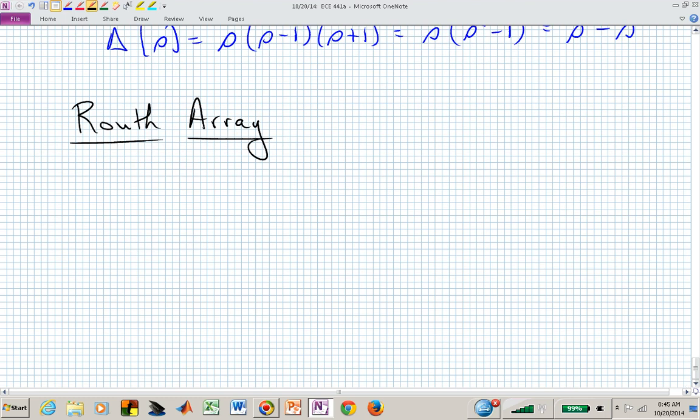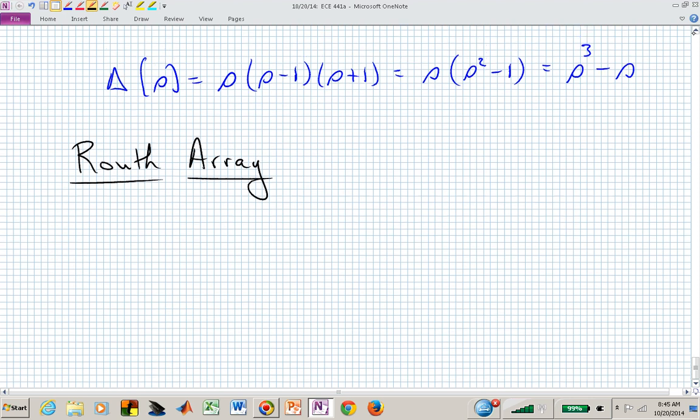Where do we start? S cubed, S squared, S1, and S0. So we're going to have 4 rows in our Routh array. What's in the top row? What's in the second row? 0s squared, and there's no constant. There's an all 0 row in an even row. Here is an all 0 row.